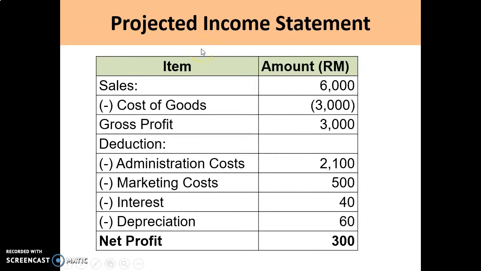Okay, after you have done with the cash flow projection, you need to create a projected income statement. The sales for a month for your burger is about 6,000 ringgit, 6k, minus the cost of goods. Because the gross margin is about 50%, the cost of goods is 3,000, so you will get a gross profit of 3,000. And you have to deduct from the 3,000 ringgit the administrative costs, marketing costs, interest, and also depreciation that you have. So after you have deducted 2700 in total, you will get a net profit of about 300 ringgit.